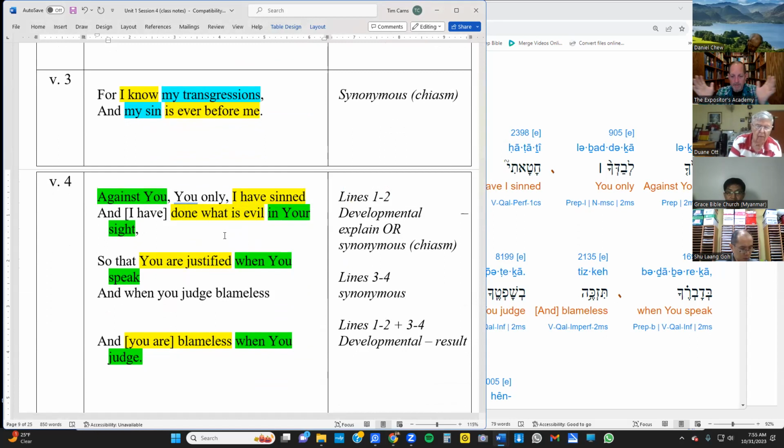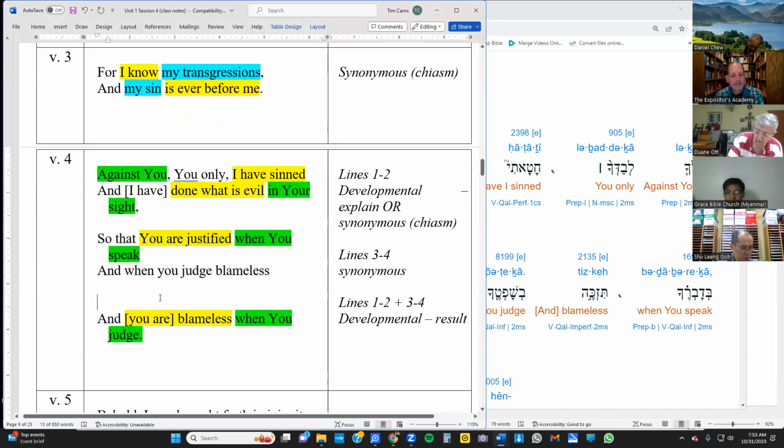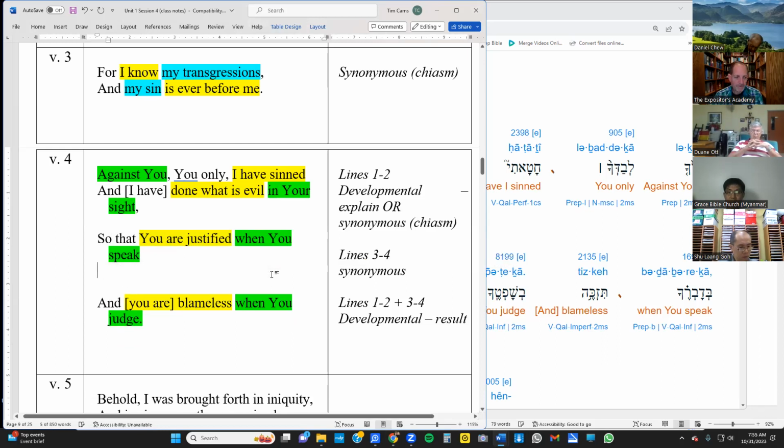Again, David is drawing attention to this. He's wanting us to see the emphasis here on that. But the second part of verse 4 is not talking about his sin. He's just describing God's justice in his judgment. And he chooses not to use a chiasm to express that. Okay? He does it this way.